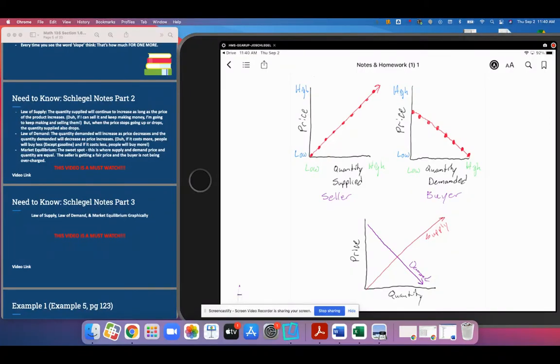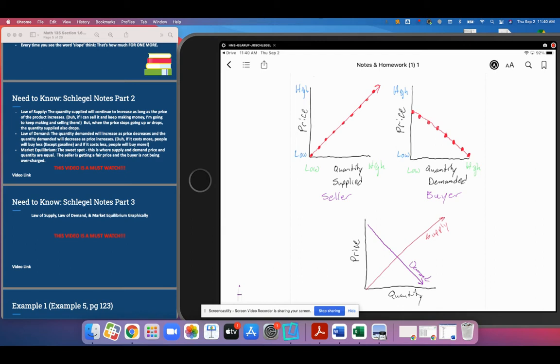So what we have here, everyone, in our lower graph, the graph down here at the bottom, is a graphical representation of market equilibrium. What I've done to create this is I took our supply graph and our demand graph and laid them on top of each other. So you can see we still have price, but instead of quantity supplied and quantity demanded, we just have quantity because we have both supply and demand on the graph.